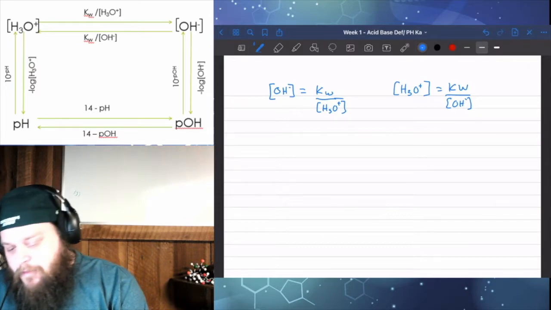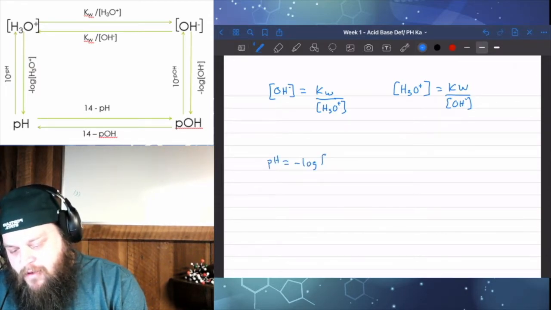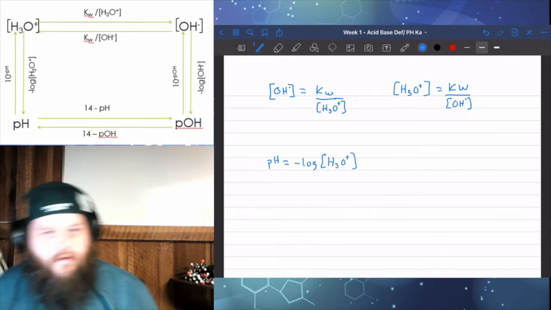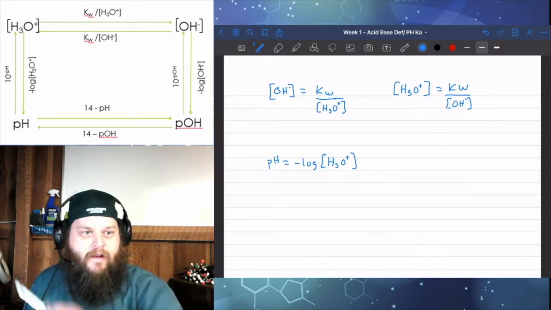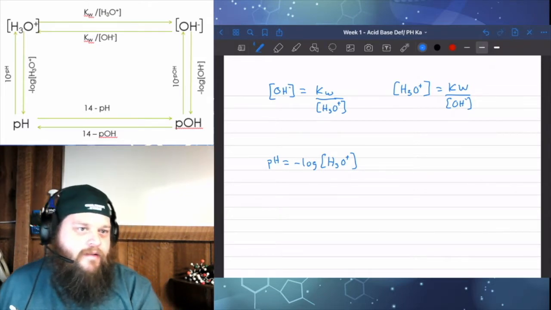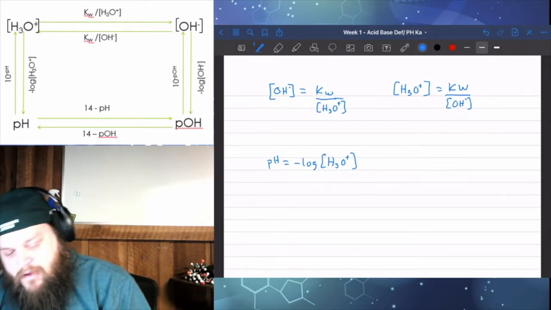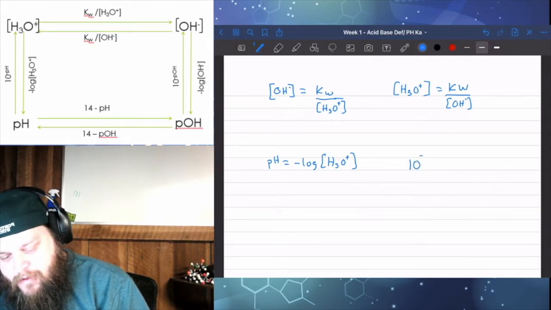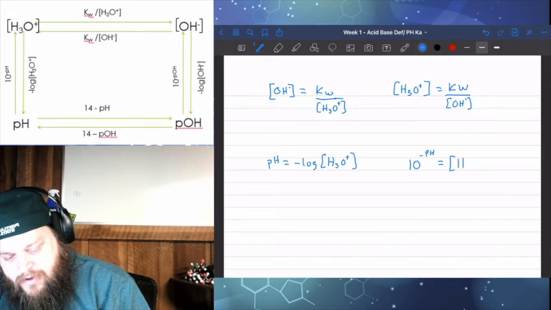So to find the pH, we just have to use the negative log of the concentration of H3O+. Right? So that's kind of moving from the top corner down to the bottom corner of that box. And we can go backwards, because we can take 10 to the power of negative pH, and that's going to equal the concentration of H3O+.